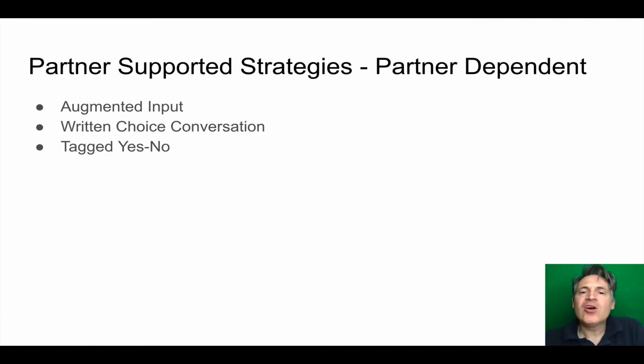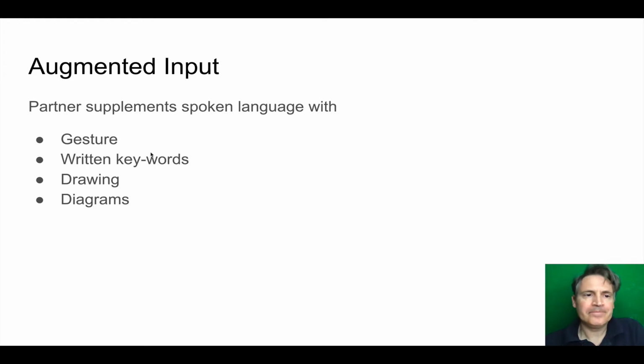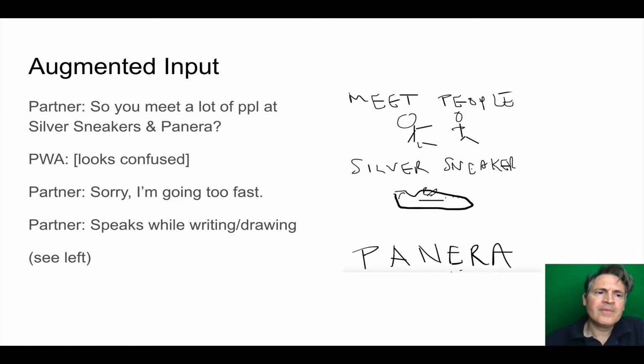When we think about partner-supported strategies, these are the things that we may cue the partner to use to become more of that facilitator, the person who's going to help. And I want to talk about strategies related to augmented input, written choices in conversation, and tagged yes/no questions. For augmented input, this is where the partner's going to supplement their spoken language with gestures, written keywords, drawings, or diagrams. Let me give you an example.